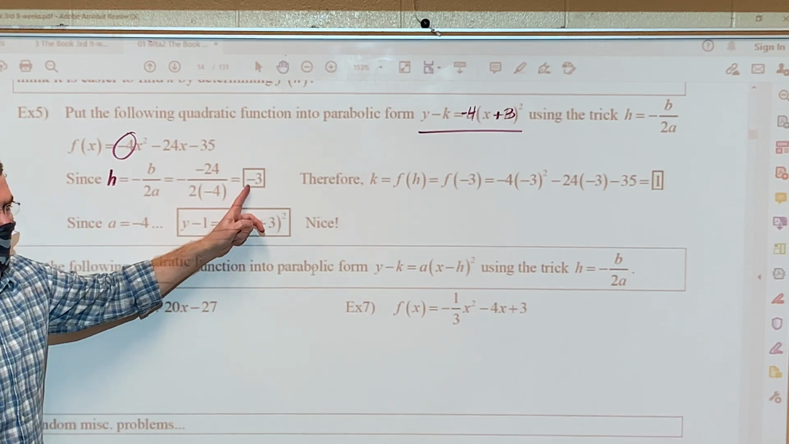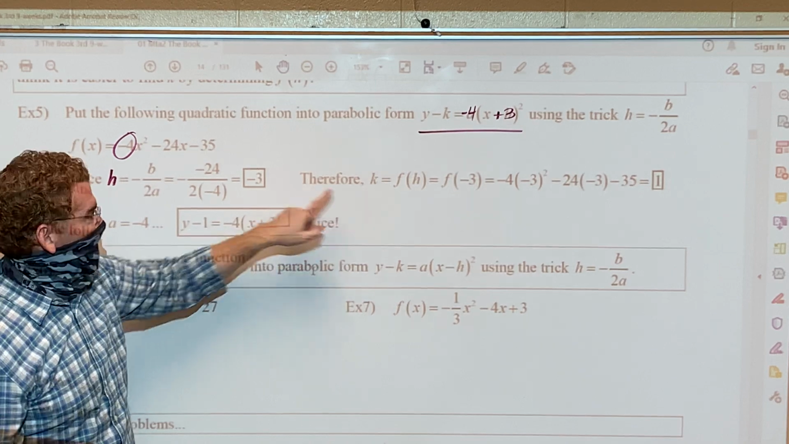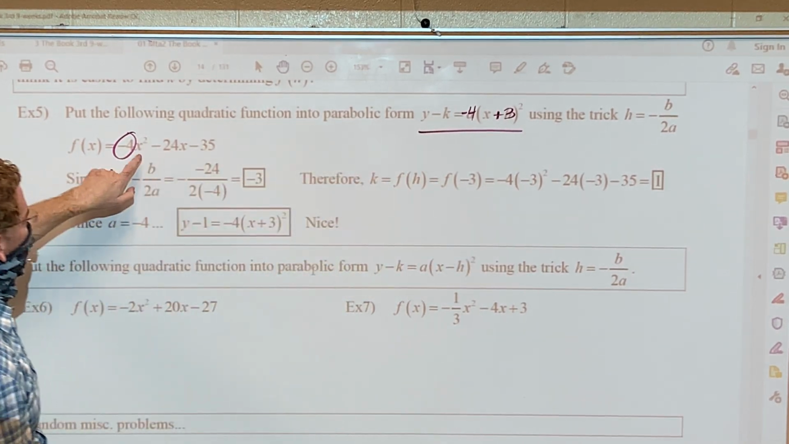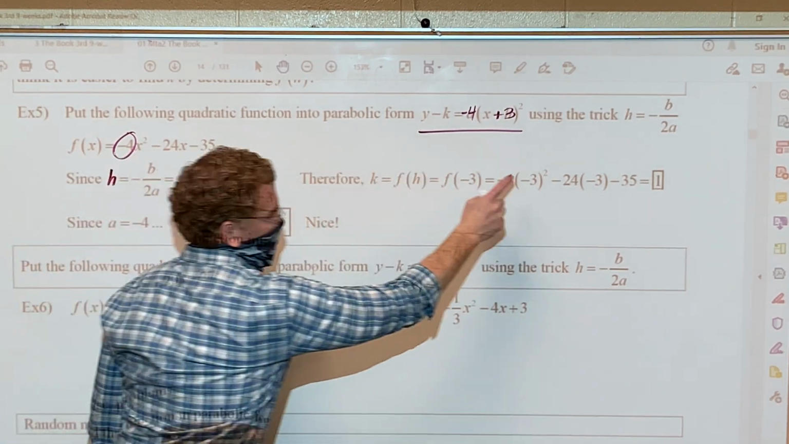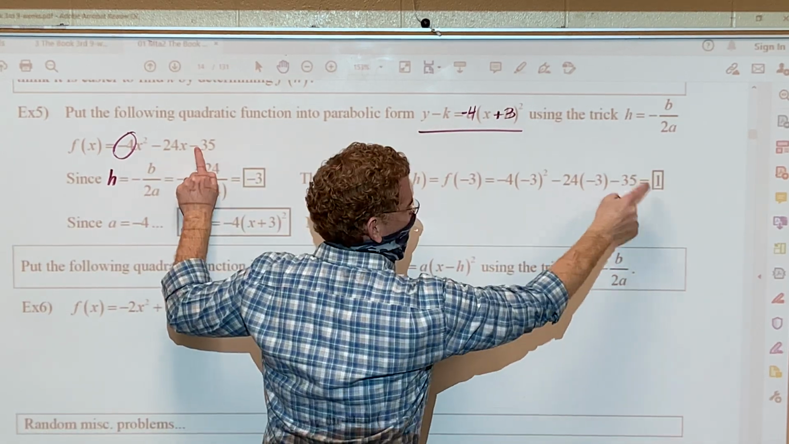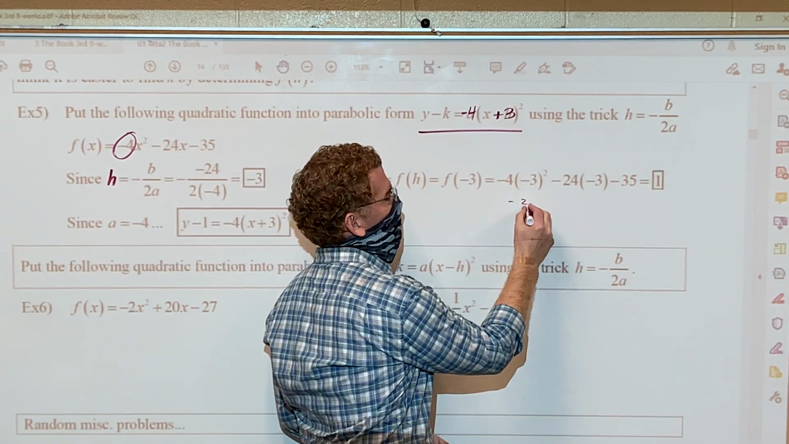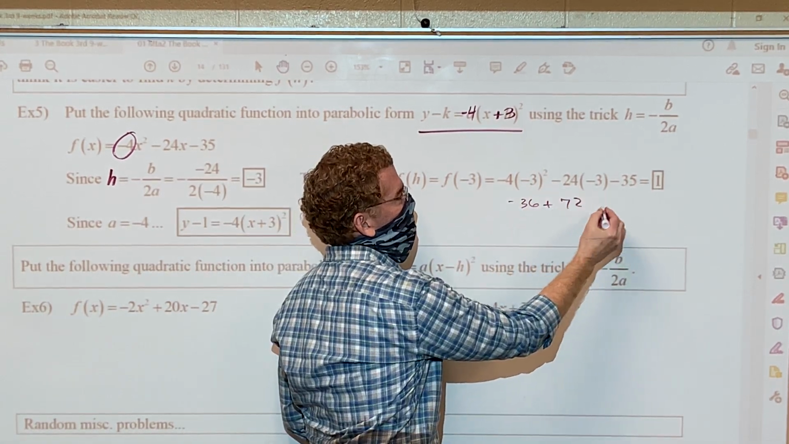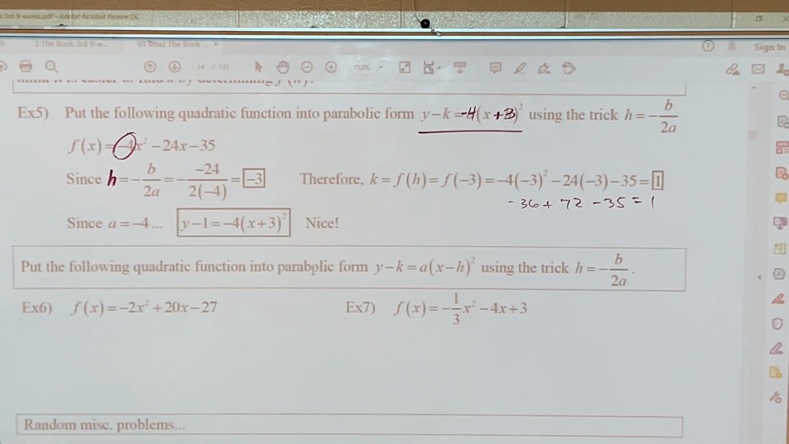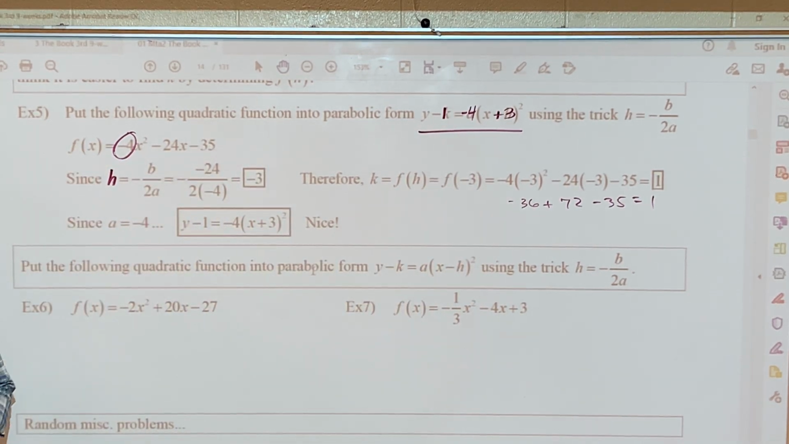And then what do I do to find the y? Plug that in. To find the k value of the vertex, plug the negative 3, which is the h, into the function. So when I plug it back into this function, I get negative 4 times negative 3 squared, minus 24 times negative 3, minus 35, and I clean it up. Negative 4 times 9 is negative 36. That's a positive 72, minus 35. Do all the math, you get a 1. And the 1 is the y coordinate, y minus 1. And I didn't have to complete the square.